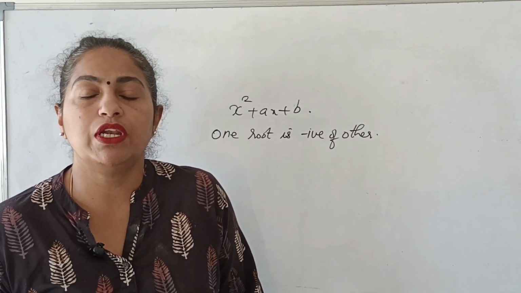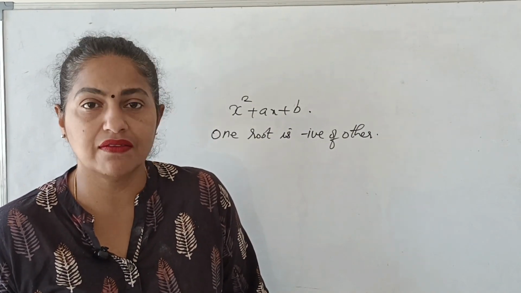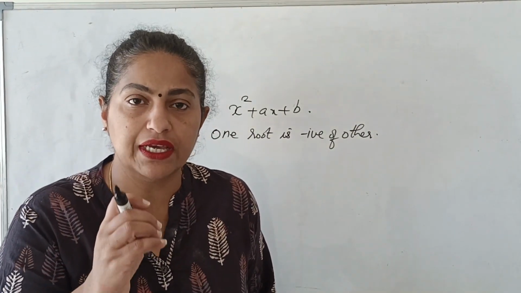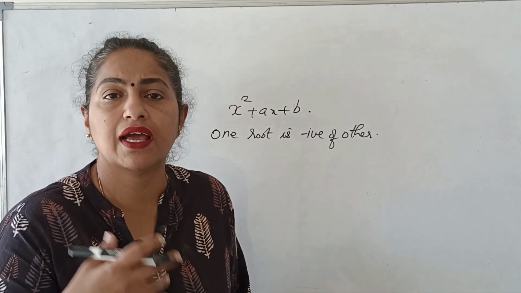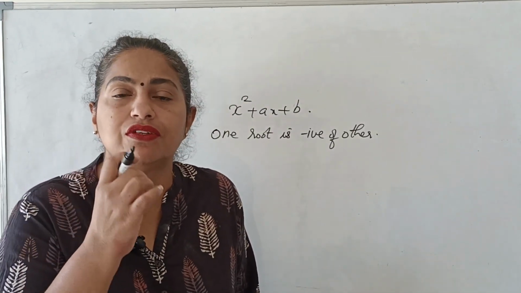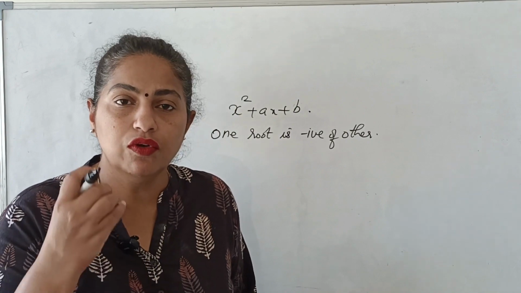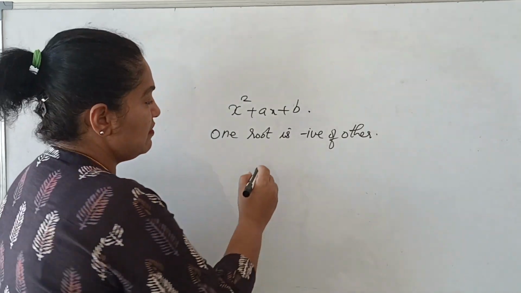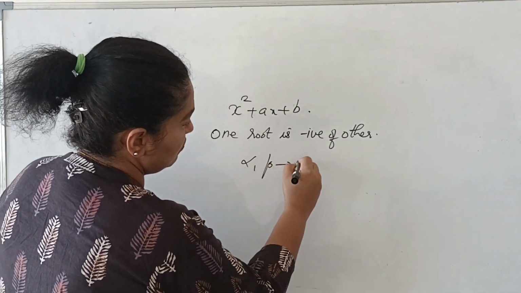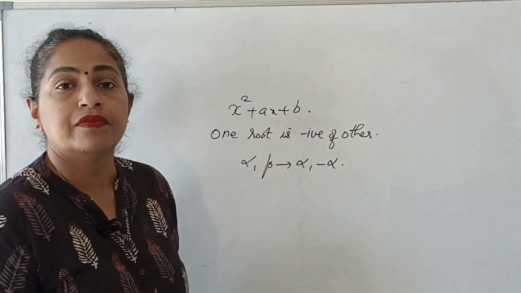A quadratic polynomial of the form x square plus ax plus b is given to you, and it is also said that one root is the negative of the other, and 4 options are given to us. We need to tick which is the correct option. Now, one root is the negative of the other means if the roots are alpha and beta, it just became alpha and minus alpha.